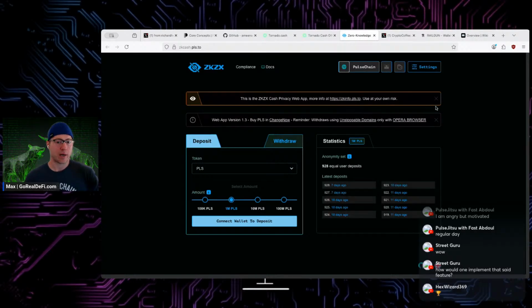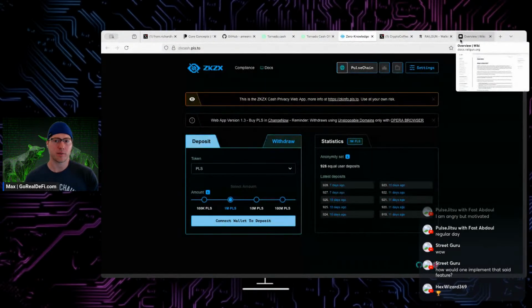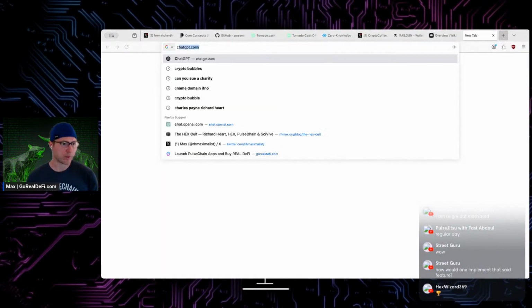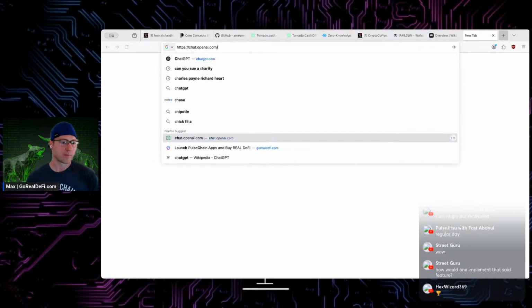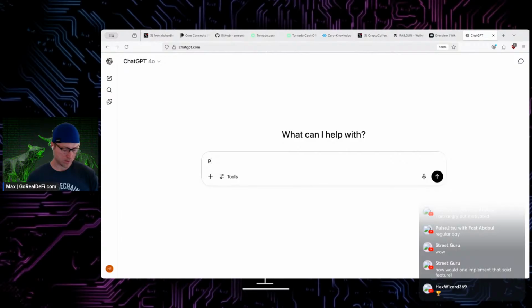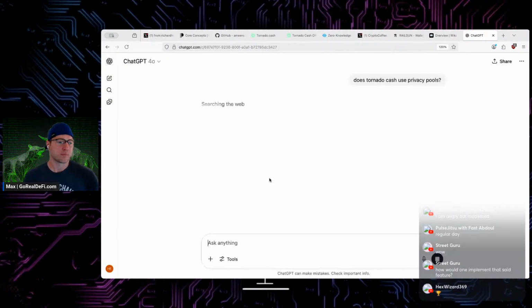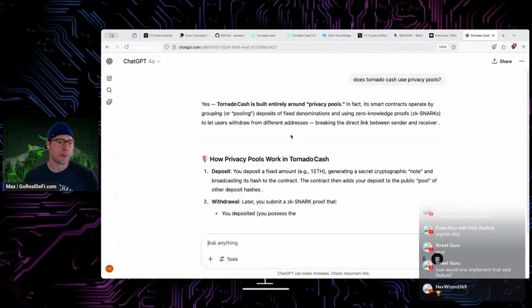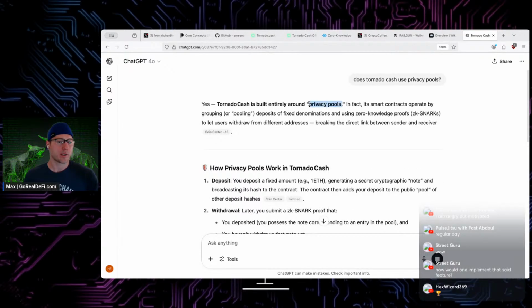transactions, like privacy pools. I guess it's privacy pools. Tornado Cash versus privacy pools. Let's go to GPT real quick while we're here. I just want to make sure I'm talking about the right tech: does Tornado Cash use privacy pools? Yeah, I thought it was. Okay, I wanted to make sure it wasn't a different kind of tech, but it's privacy pools. I thought so, but I just wanted to make sure.